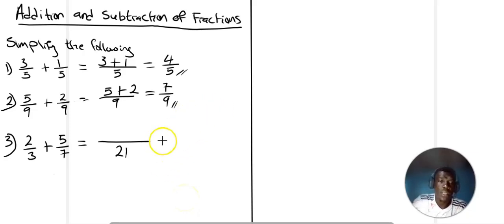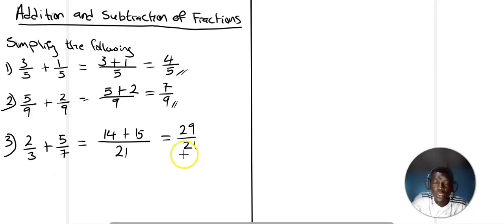Okay, now let's continue. So 21 divided by 3 will give us 7. 7 times 2 will give us 14. So you have 14. Let's bring the positive sign. Plus 7 in 21 will give us 3. 3 times 5 will give us 15. So you have 15. This will be equal to 14 plus 15. That will give us 29. Right? So you have 29 over 21.